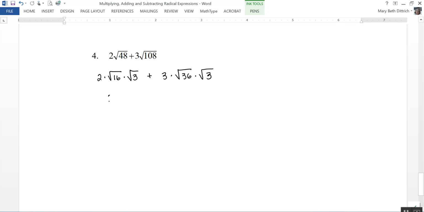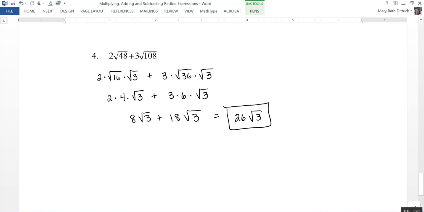This simplifies to 2 times square root of 16 is 4 times the square root of 3 plus 3 times the square root of 36 is 6 times the square root of 3, or 8 square root of 3 plus 18 square root of 3. And now that I have the same radicand, I can just add the numbers out front. That gives me 26 square root of 3.